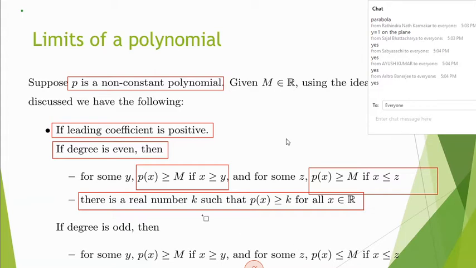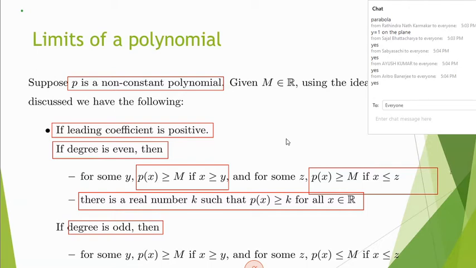Now for odd degree, again, let's try to predict what is possible. Like previously, we took examples of x square and x square minus 1. So for odd degree, let us take an example and try to predict what kind of limiting values we get. Leading coefficient positive and odd degree. One such example is f of x equal to x. Very simple example. So does f of x equal to x have an upper bound?